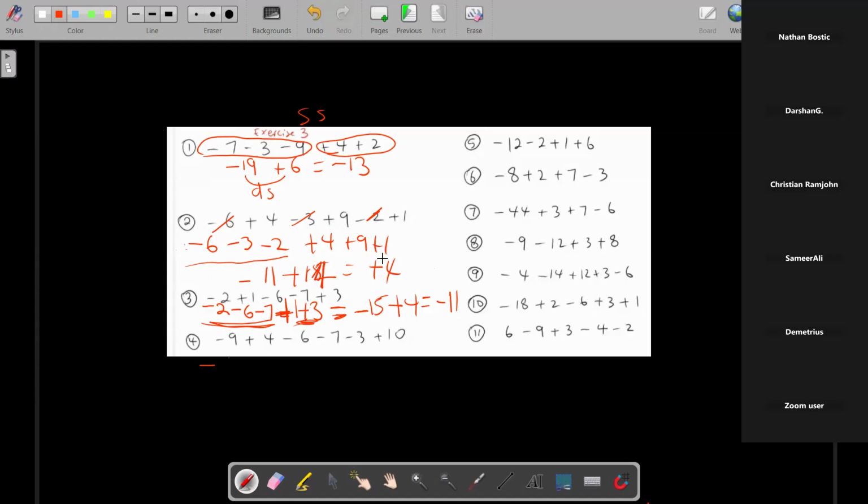And the answer for number 4, right? So basically, you have to add all the negative numbers. So 9 plus 6 plus 7 plus 3 equals 25. And then add the positive numbers. 4 plus 10 equals 14. And then 25 take away 14 equals negative 11.